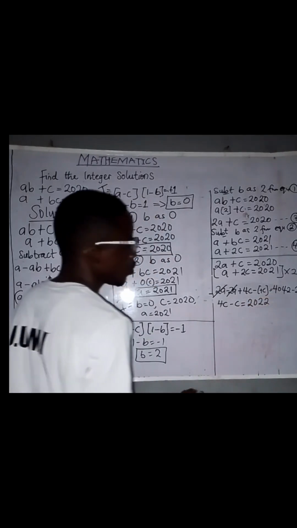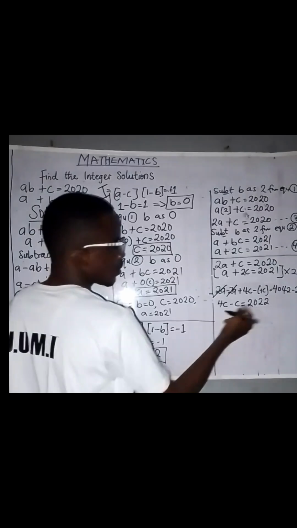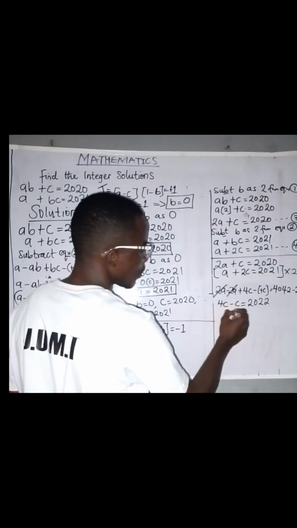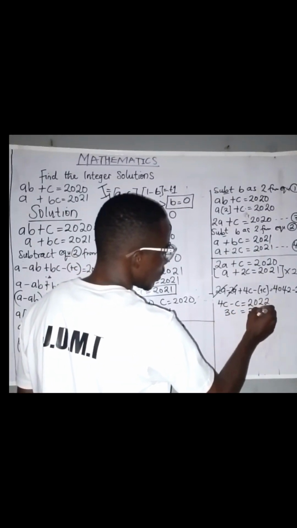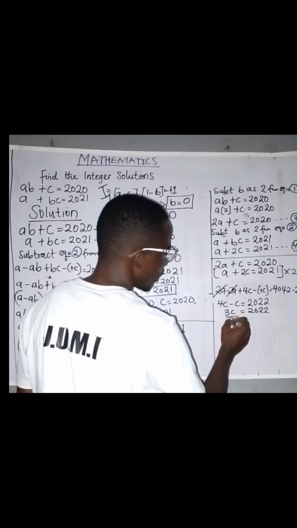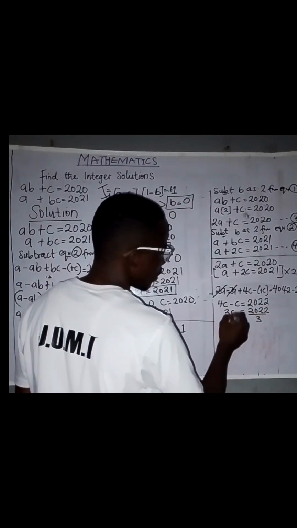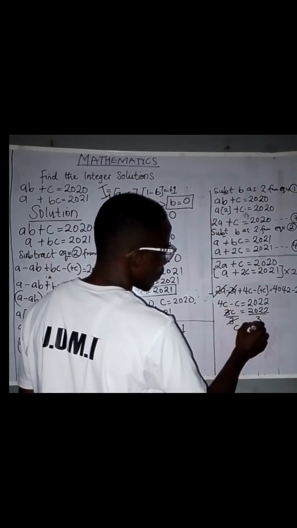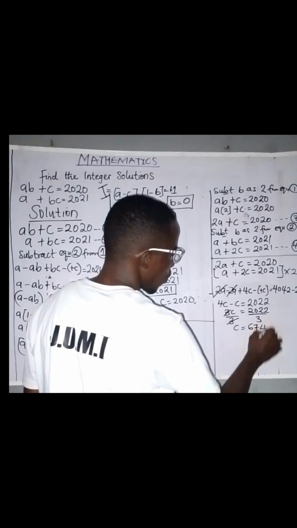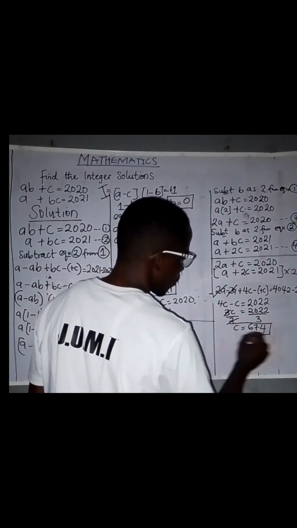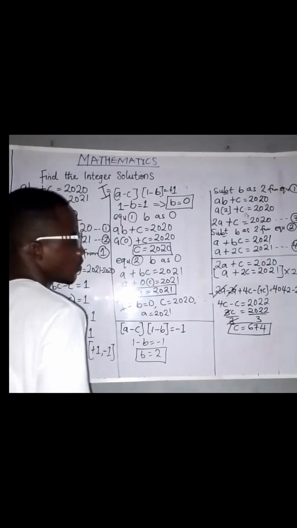2022. Yes, 2022. So this becomes 3C equal to 2022. So I divide both sides by 3, and 3 cancels 3. My C now becomes 674. Right, 674. So 2022 divided by 3 gives me 674.